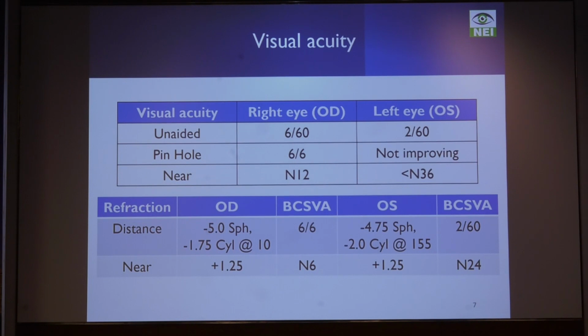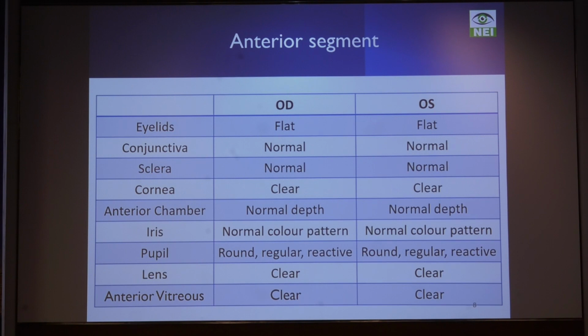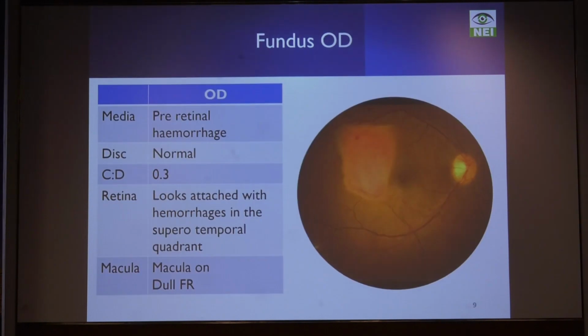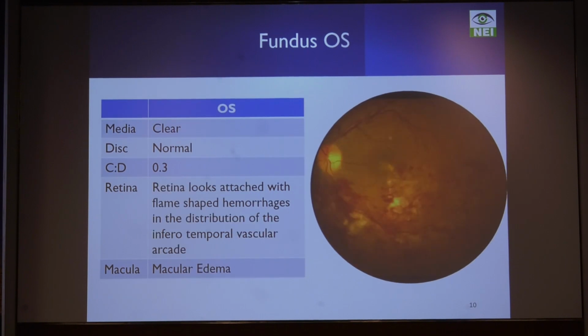On examination, the unaided visual acuity in the right eye was 6/60 improving to 6/6, and in the affected eye, that is the left eye, it was 2/60 not improving. The anterior segment was within normal limits. In the fundus of the right eye, we can see a large pre-retinal hemorrhage temporal to the macula. Apart from what is seen here, there were superficial hemorrhages in the superior temporal quadrant. In the left eye, the fundus showed superficial hemorrhages in the inferotemporal quadrant and also exudates along with it.